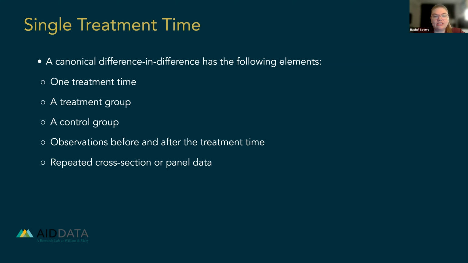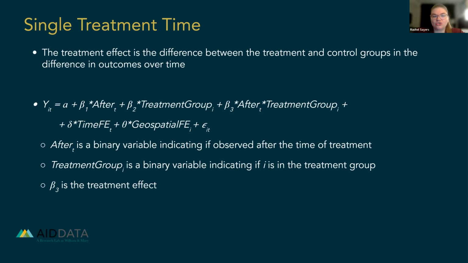To calculate the treatment effect, essentially, you'll take two differences, as you'll see on the next slide. The first is the difference between the control and treatment group. And the second is the difference in the outcomes over time. And then the difference in these differences is the treatment effect.